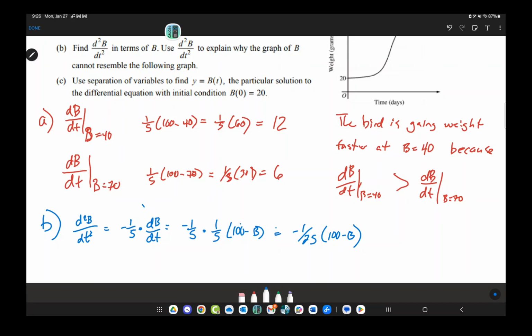Yeah, that's what we're going to do. Let's see here. It gives you the equation for the second derivative. So if I solve for dB/dt in that case, I would have the equation for the second derivative.